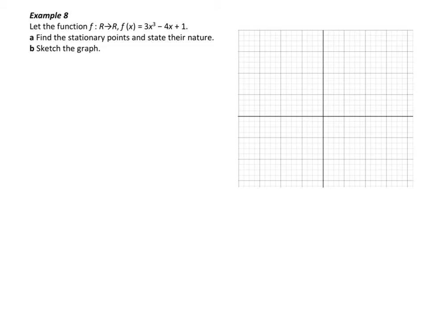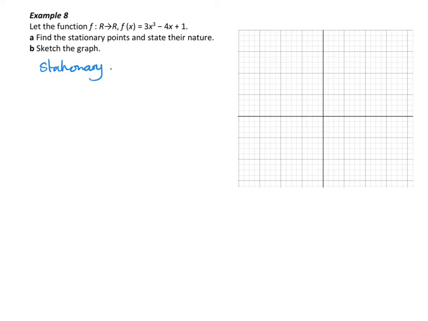For this function, f of x equal to 3x cubed minus 4x plus 1, well, it's a cubic. We know we should have a maximum of 2 stationary points. And we are asked to state their nature and sketch the graph. Let's start off by finding those stationary points.